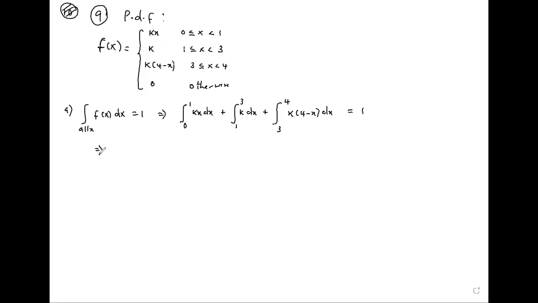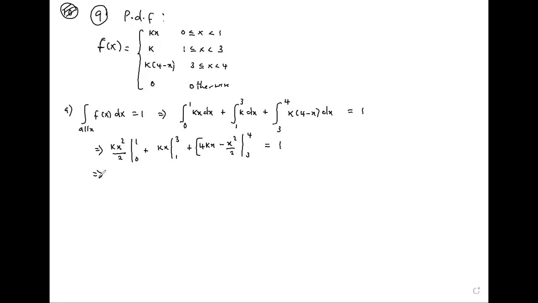This means that kx squared over 2 all the way from 0 up to 1, plus kx all the way from 1 up to 3, plus 4k minus x squared over 2 all the way from 3 up to 4. Remember from here, this must give us 1.